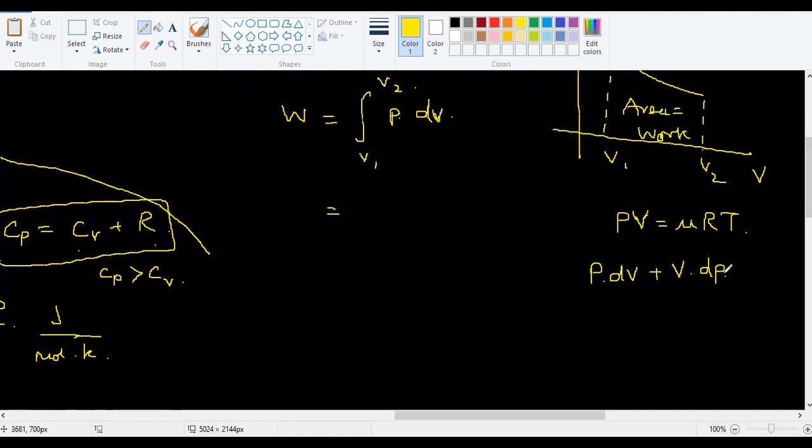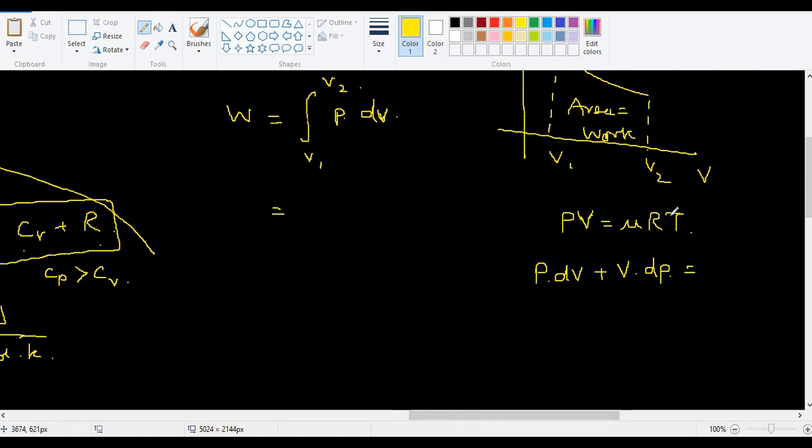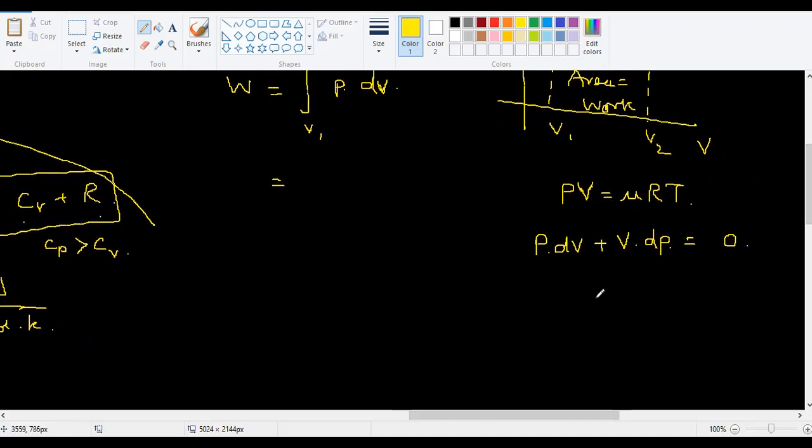But that is for a different process. Mu RT dV, dP by dV. So mu RT: we are talking about isothermal process, so the temperature is constant, R is constant, mu is constant. So if I differentiate this, it will become 0 because it's a constant value. I think this derivation is not required here. Okay, this is not required for this derivation.